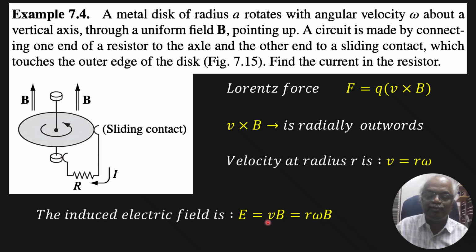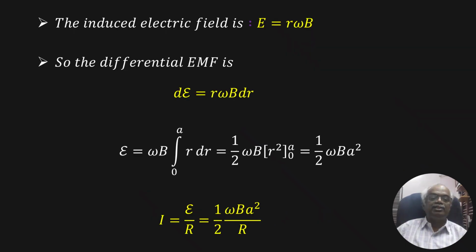Which is equal to, we know v is equal to r omega. So I have replaced v by r omega. So E is equal to r omega B. Just now we have seen the induced electric field is E equals r omega B.